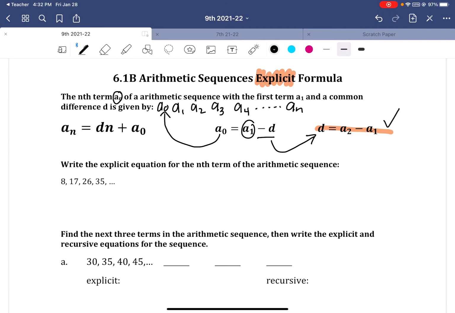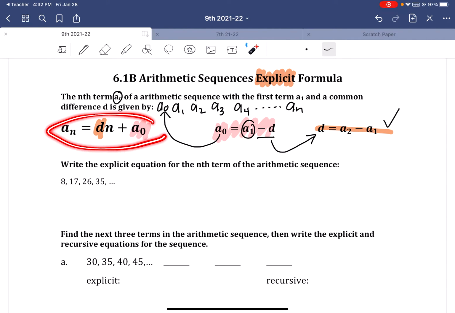Then we have to plug in these two numbers, the orange and the pink. The pink goes here and the orange goes here, right into this formula. The things that I left without highlighter will never change, so you will always write those ones. It says, write an explicit equation for the nth term of the arithmetic sequence.